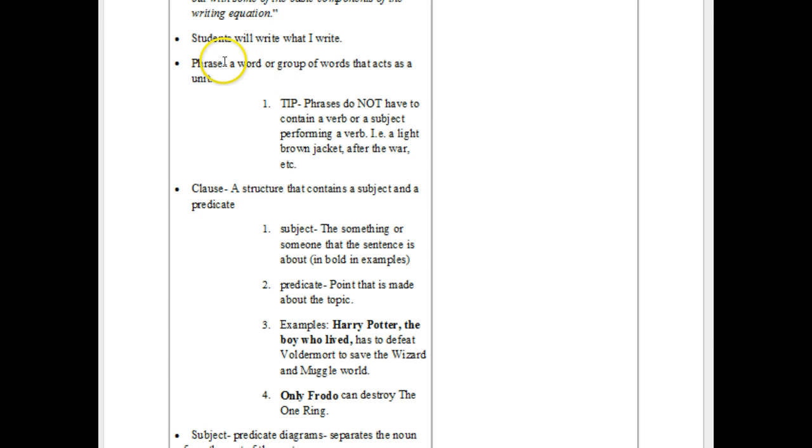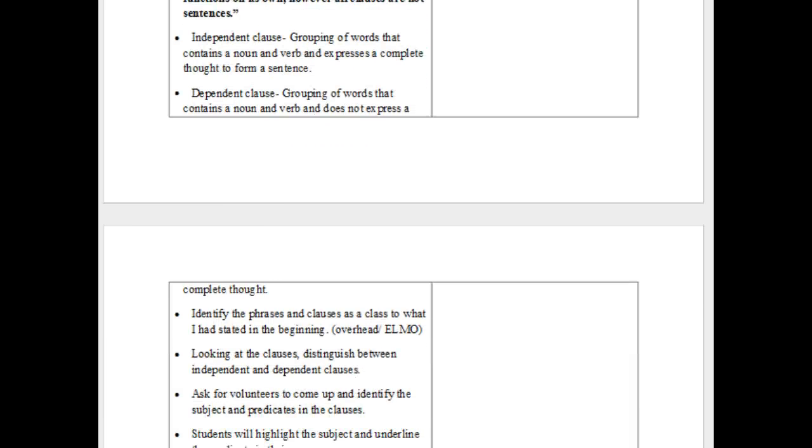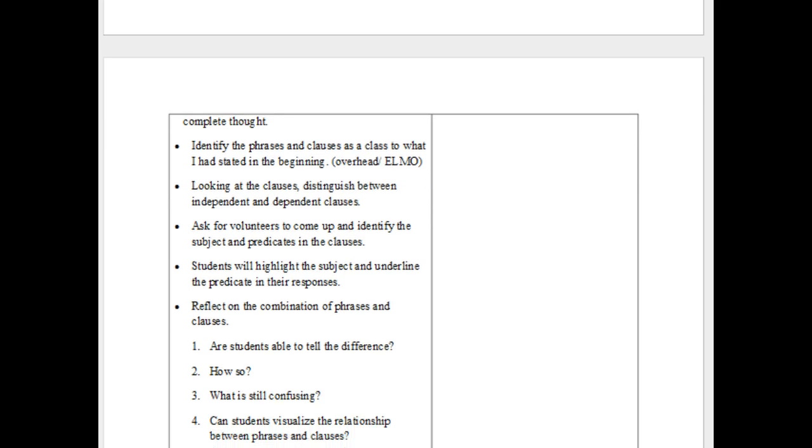Here's one of the basic components of the equations, a phrase. Here's another one, a clause. Not all clauses are independent. If they are, they're a sentence. If they're not, they're dependent. So I'm with you there so far.